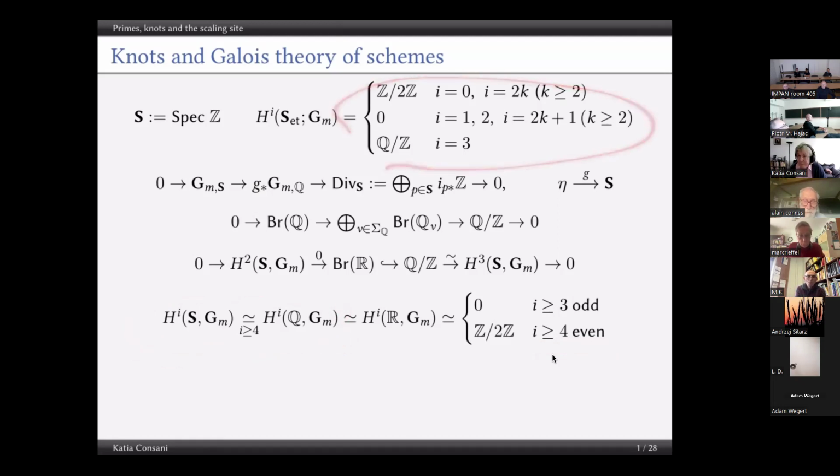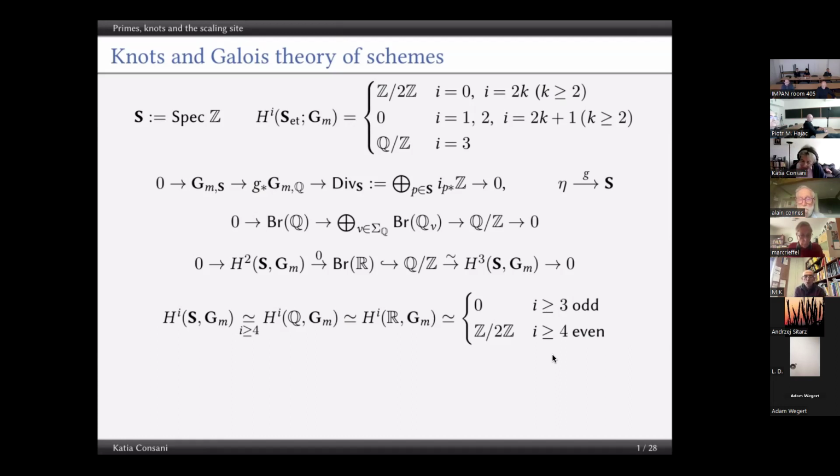So in case someone wonders, but I don't know, maybe someone wonders, what if I had then taken the Arakelov compactification of spec Z and included therefore in spec Z the Archimedean prime? What are the consequences of this? What would be the cohomology?